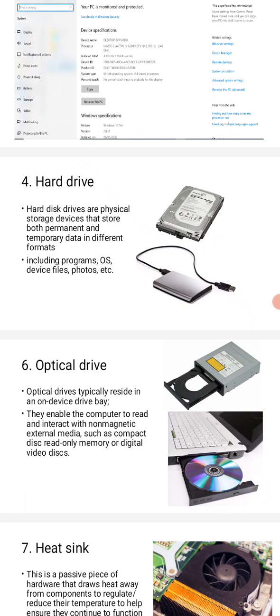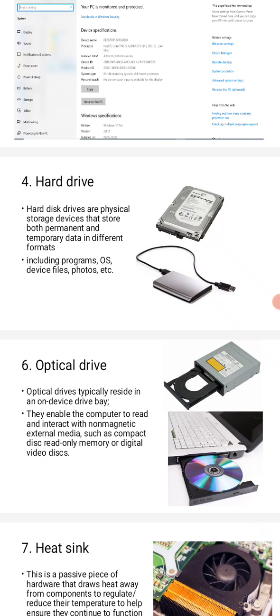So you can see number 4 there, it's saying hard drive. Hard drive disks are physical storage devices that store both permanent and temporary data in different formats. So all we know to say hard drive, we know this thing. A computer, if it doesn't have a hard drive, it cannot even be powered on.